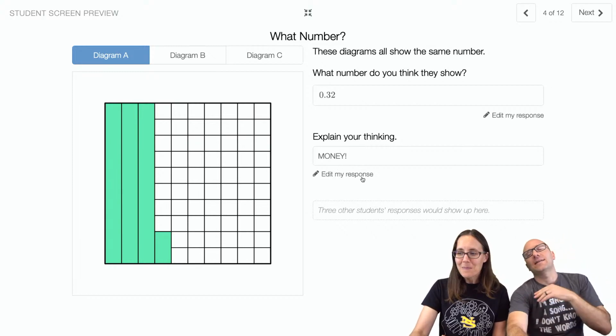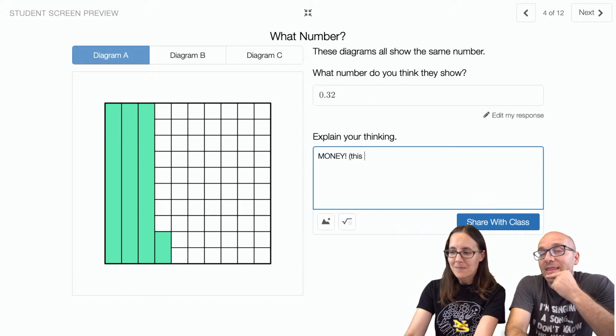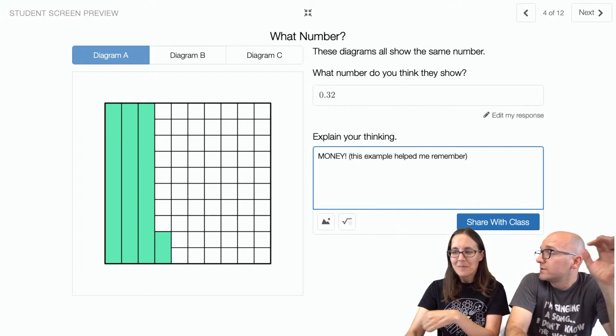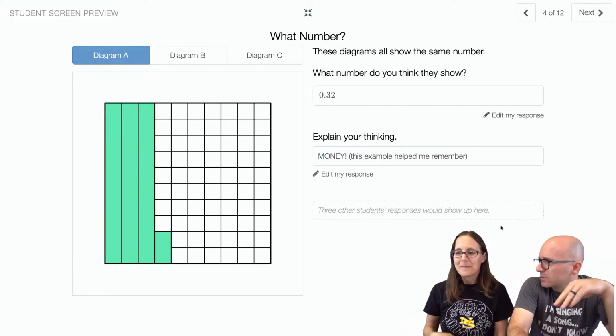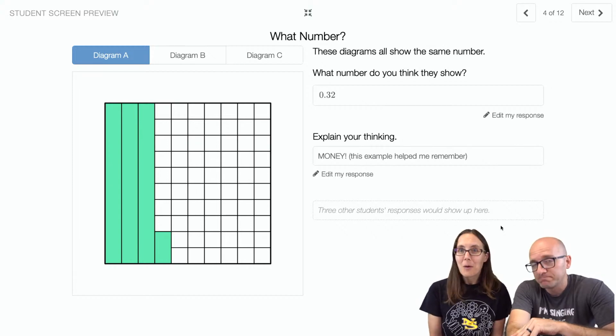Nice. Yeah, I like that way of thinking about it. All right. Then, so money, money, money. But yeah, putting into words what you had said out loud, though. You look at the columns, those are the tenths, the individual squares. So that example helped me remember.